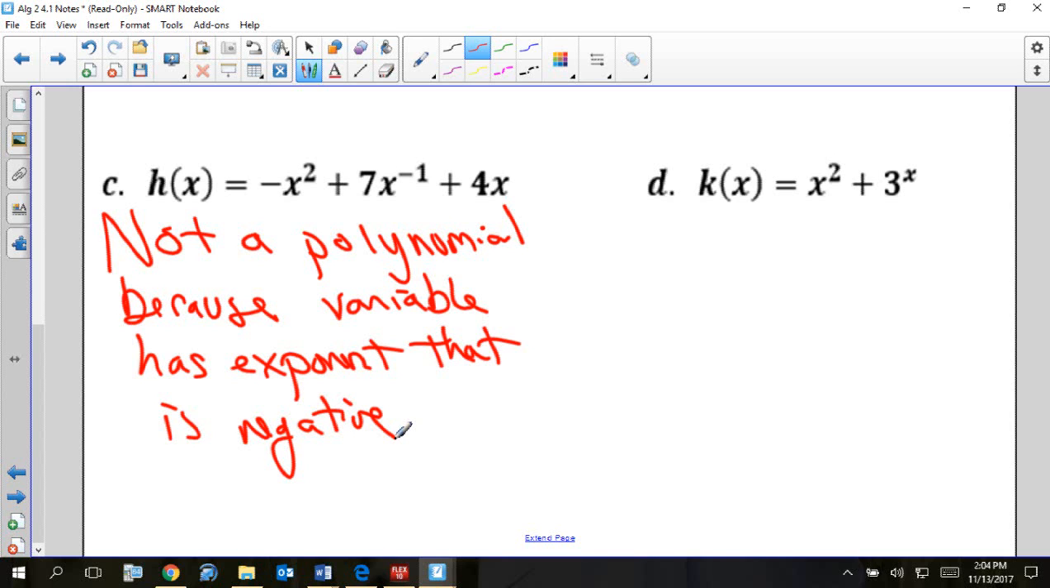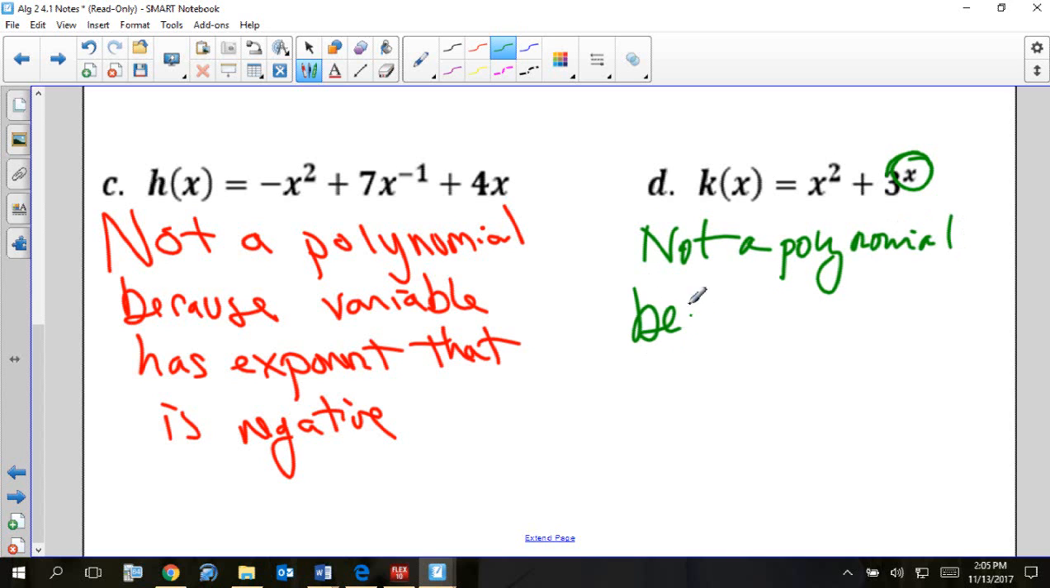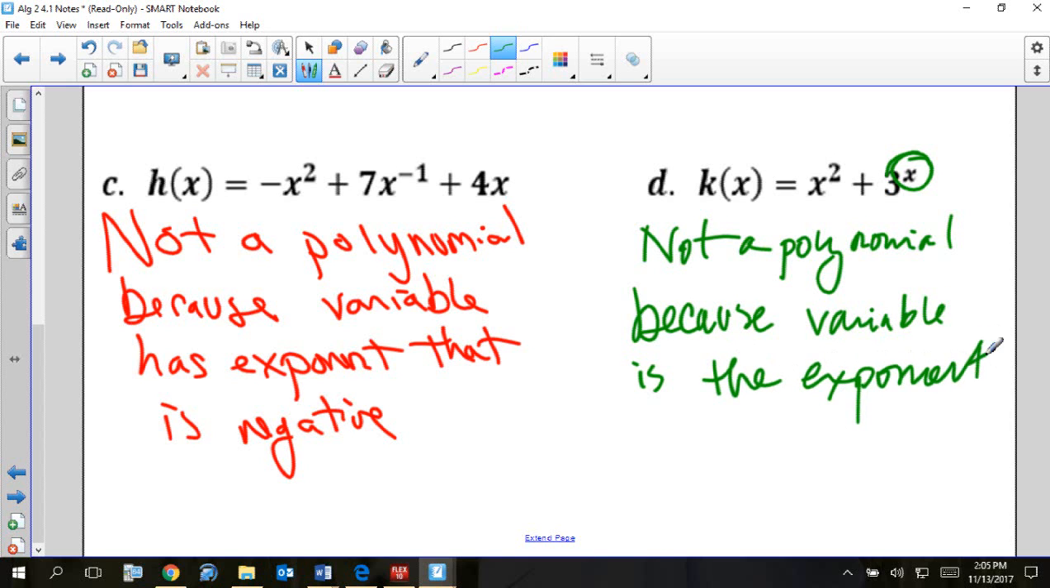Also, you should not just write not polynomial. See how I modeled for you and I wrote because? That's what I expect you to do in your assignment. So do your notes that way too. How about D? Is D a polynomial? I see heads shaking both ways. What do you think? Why? Right, we can't have a variable as the exponent to be a polynomial. So not a polynomial because variable is the exponent. And that can't happen.